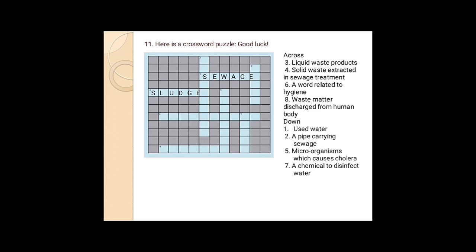Then the word related to hygiene: sanitation. Wastewater discharged from the human body is excreta. Downwards, used water is wastewater. A pipe carrying sewage is known as a sewer. The microorganism which causes cholera is bacteria, and the chemical to disinfect water is ozone.